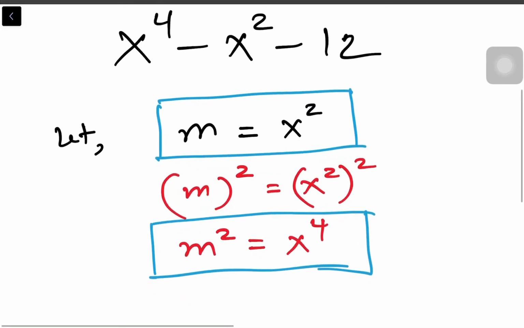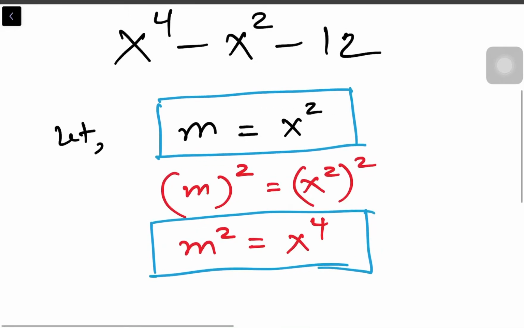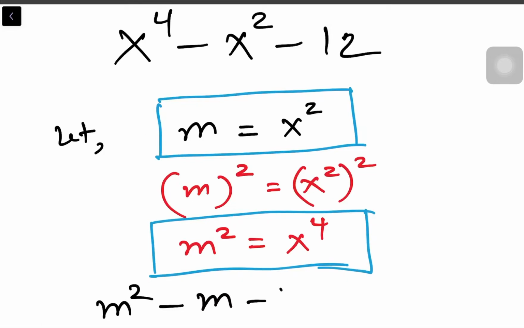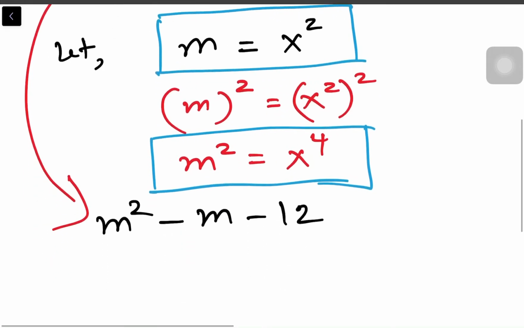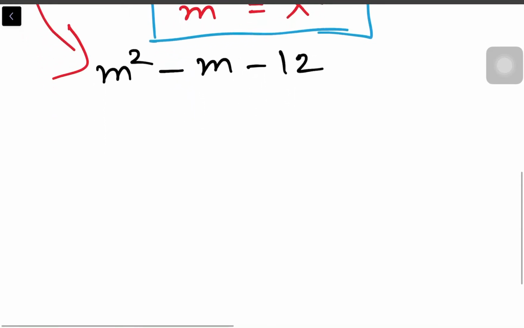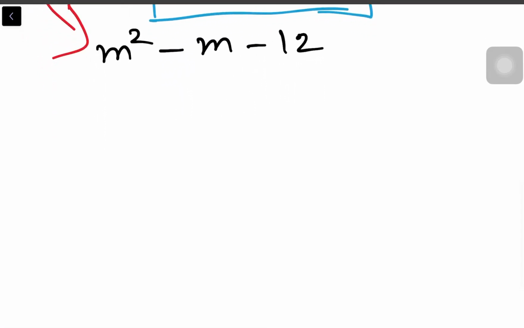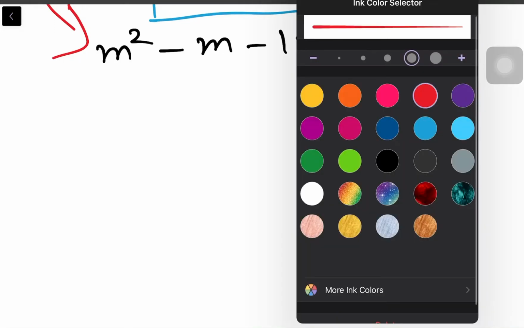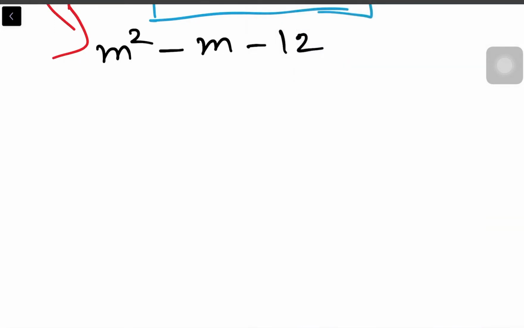All right, so let's do this. So instead of writing x raised to the power 4, I am going to write m squared minus, instead of writing x squared, I'm going to write m minus 12. Now, this expression does look like this, okay? Now, the question is, can we factor this? And the answer is yes. We can easily factor this problem.